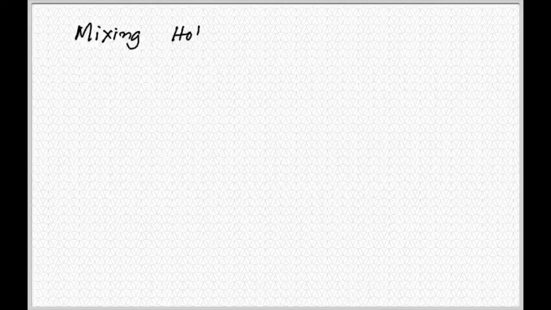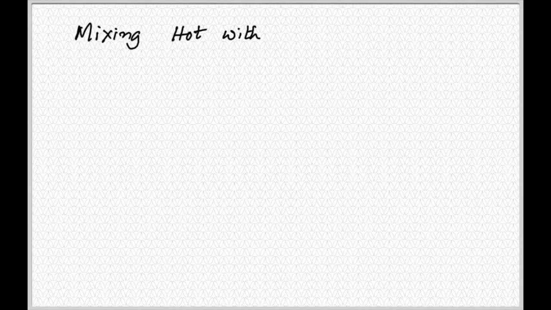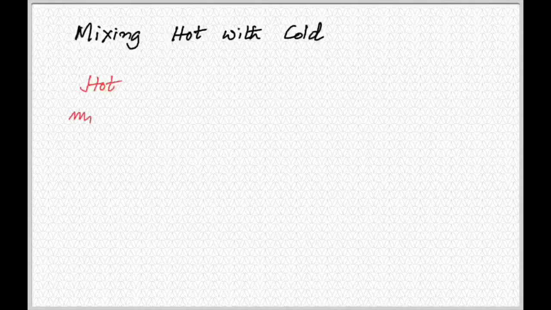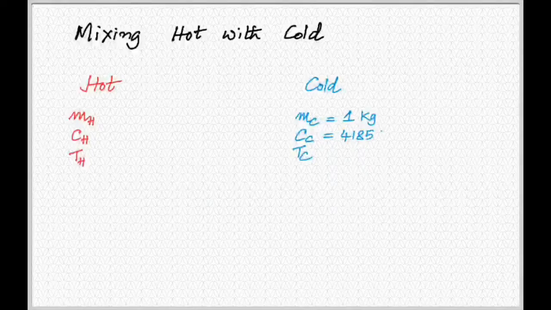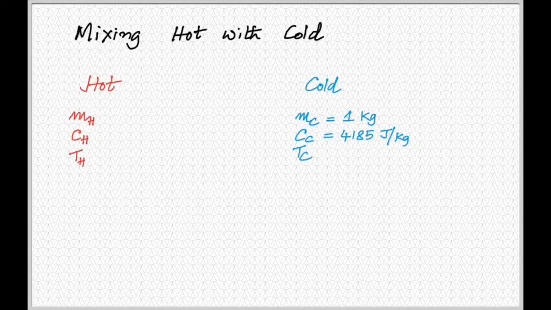And also, when you mix a hot object with a cold object, the hot object will lose heat and the cold object will gain heat. And the heat lost by the hot object will be exactly equal to the heat gained by the cold object. So the hot here has mass mH, CH is the specific capacity, and TH is the temperature. Likewise, the cold one has its mass, specific capacity, and temperature.